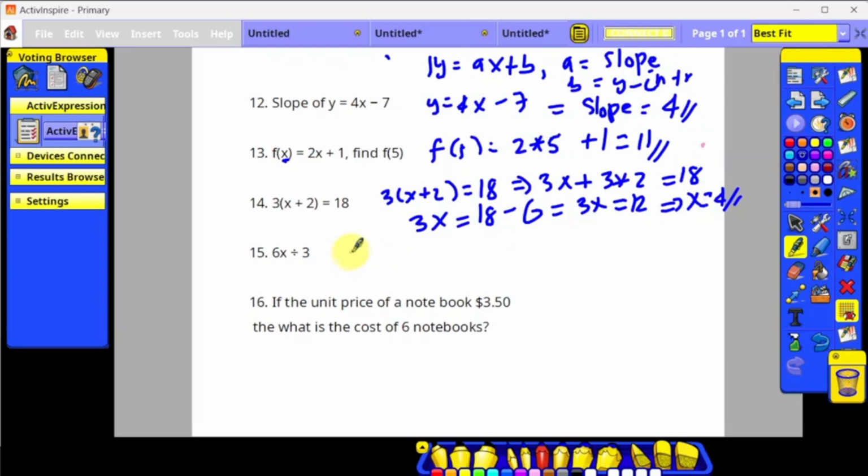The next question says, divide 6x by 3. 6x divided by 3.